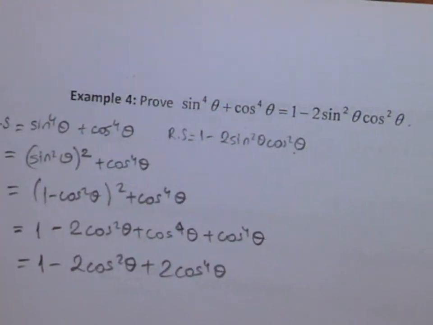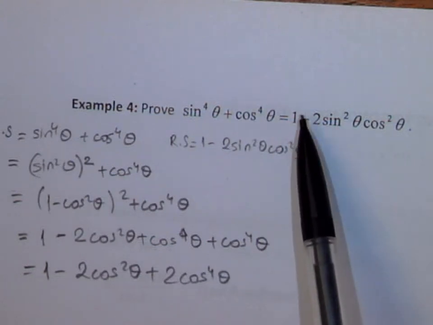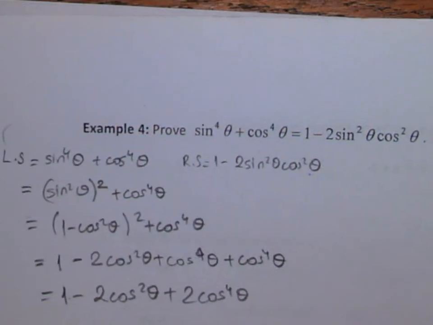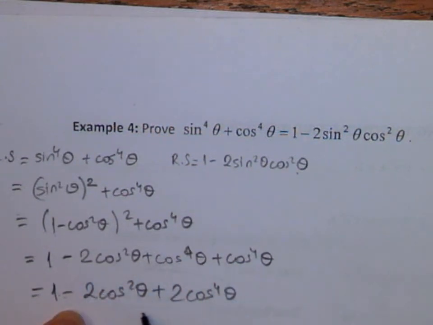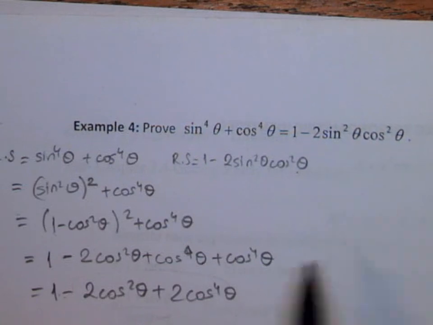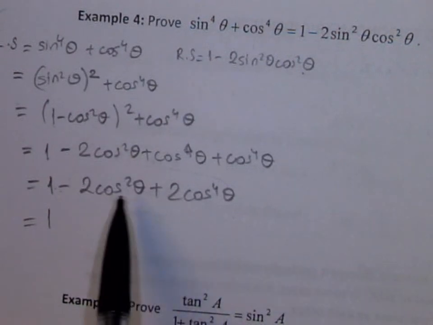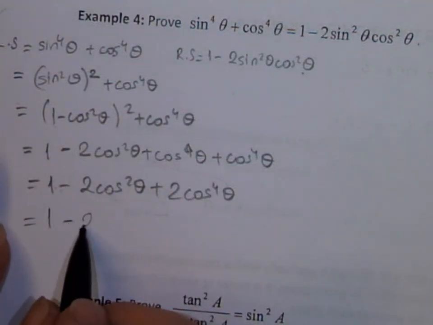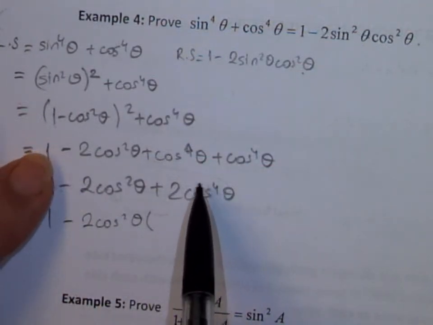It is still not the same with the right side, but looks like we are getting closer, because you see 1 here on the right, and we have 1 there. So if we can make these two terms look like that, that would be great. So I'm gonna leave the 1 out, and I'm gonna factor 2 cos square theta from these two terms only. Okay, only from these two terms. So negative 2 cos square theta. So I'm again factoring it from these two terms only.